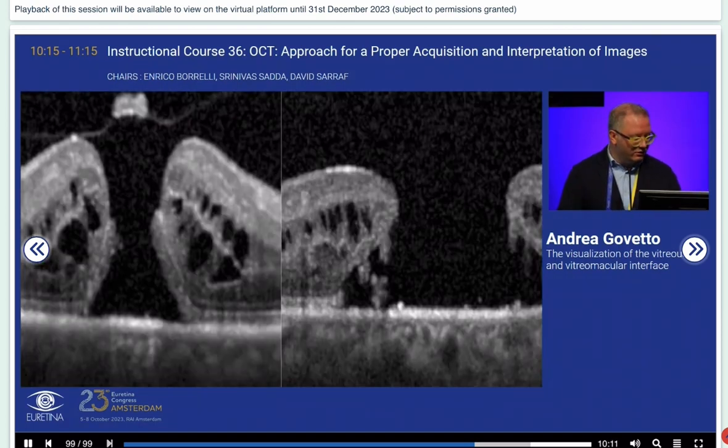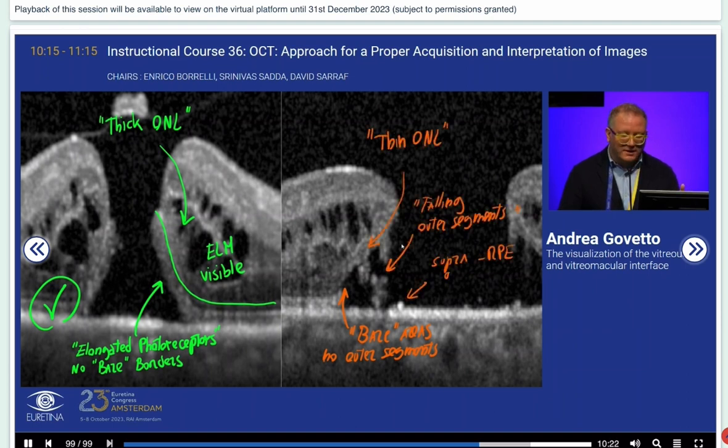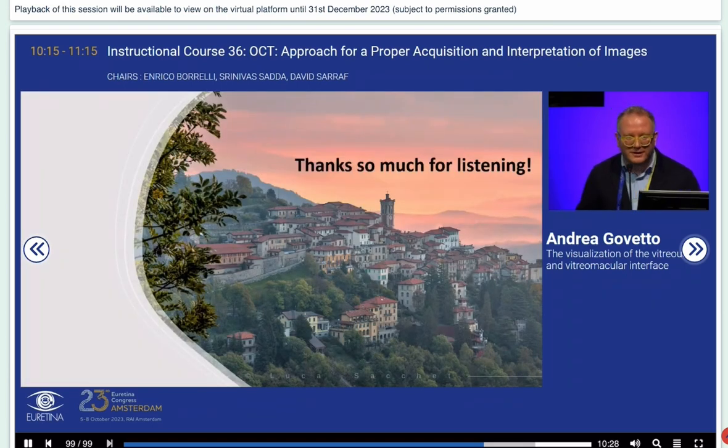So when you see a hole like this at the left, everything is fine. You see a good outer nuclear layer, and the border is smooth. But when you see these missing areas, these black areas here, it means that the photoreceptors are missing, and maybe the surgical results are not so good. And that will be all. Thank you so much for listening.